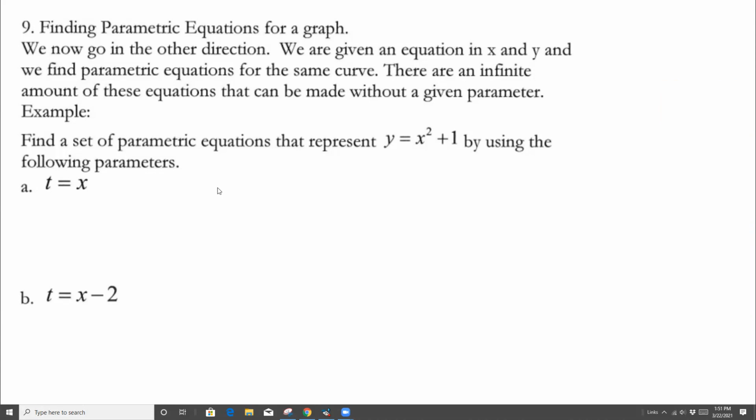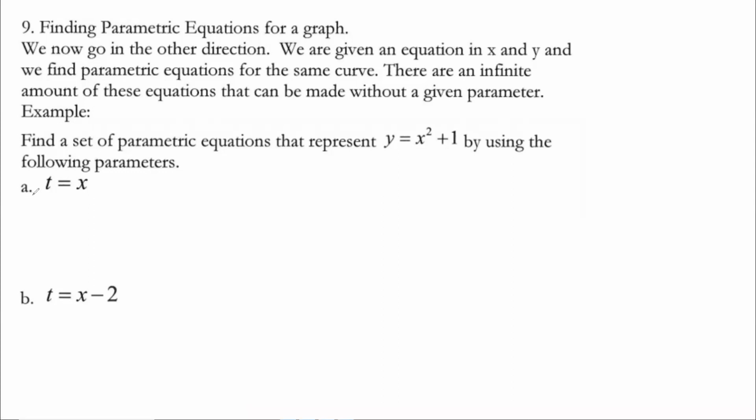All right, so find a set of parametric equations that represent y equals x squared plus 1 by using the following parameters. If I give you a parameter like this, then there's only one way to do it. But sometimes, and we'll see in later examples, I might say just turn this into parametric equations. Then you can go literally an infinite number of ways with it, and it depends on how you define x or y first.